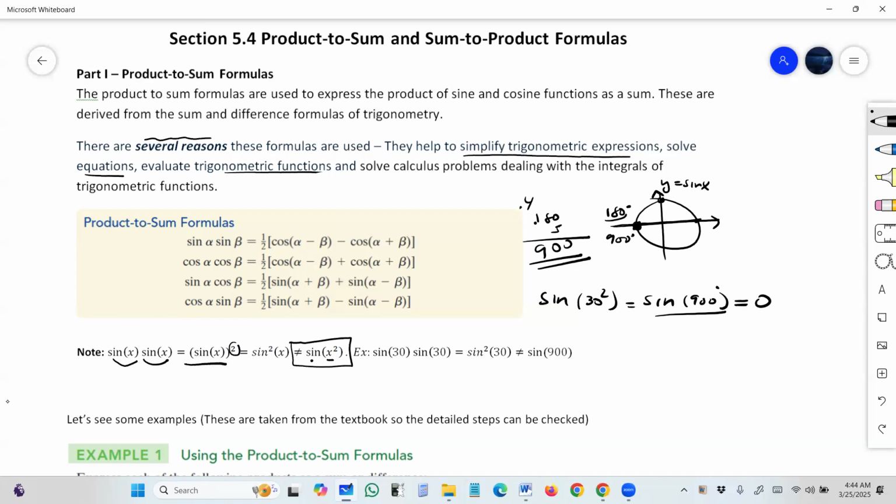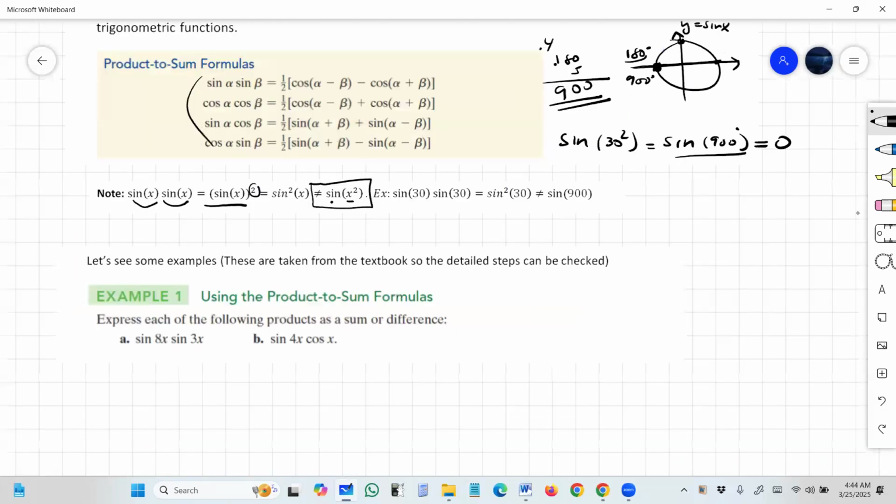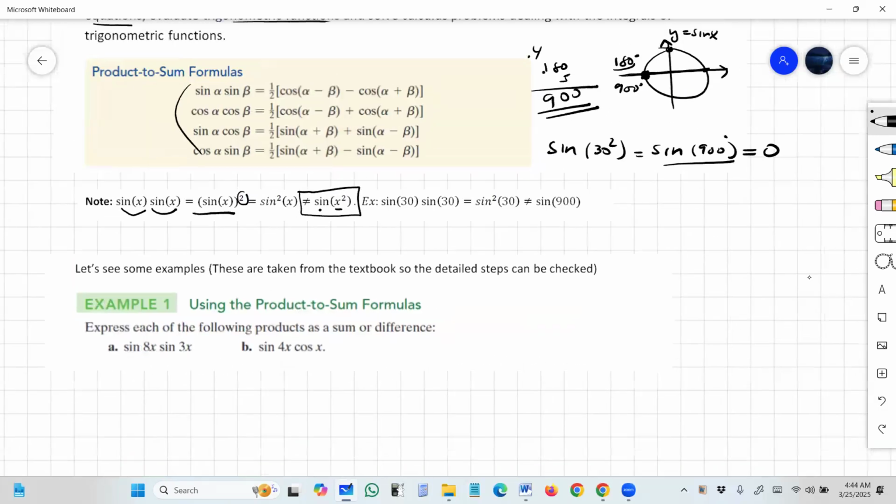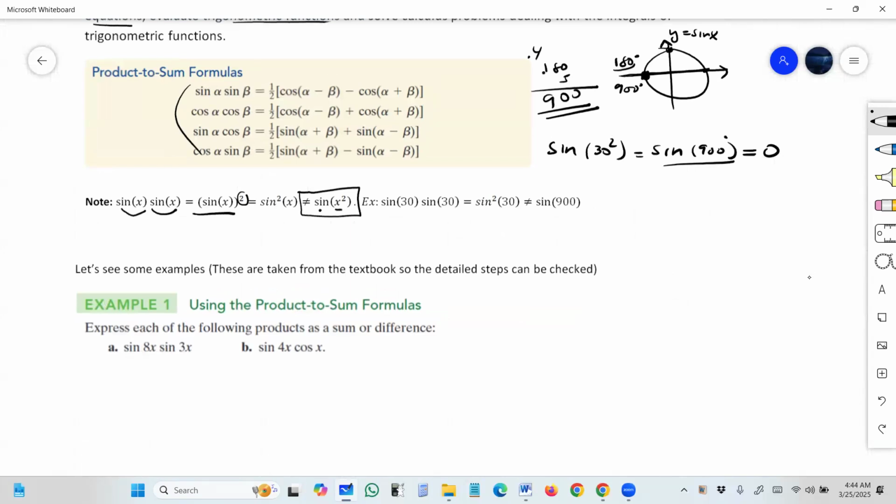Okay? So that's important. So let's take a look at a couple of examples. Very, very easy. It's really just being able to apply the formulas. You don't have to memorize the formulas. I'll give them to you. All right, so let's see. And remember that the main reason is to simplify expressions, solve equations, and evaluate trig functions, which in product form would be a lot harder to do.